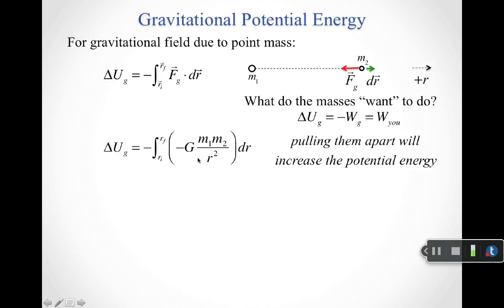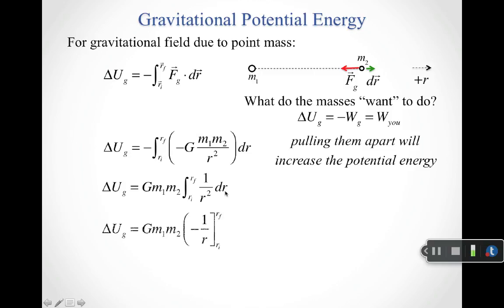Here's the magnitude, G m1 m2 over r squared. That's the magnitude of the gravitational force here. And again, I'm moving some tiny little infinitesimal displacement in the positive radial direction. My minus signs are going to cancel. G is a constant, m1 and m2 are constants, and so all I'm left with is this integral from some initial position to some final radial position, and then I've got 1 over r squared dr.